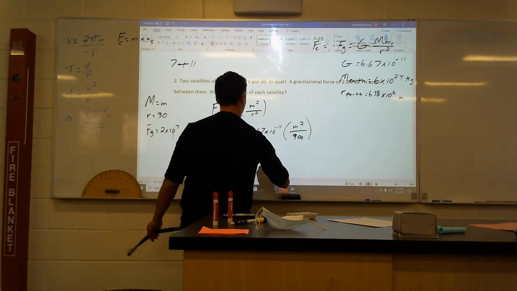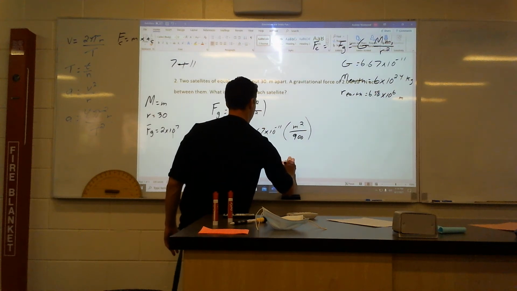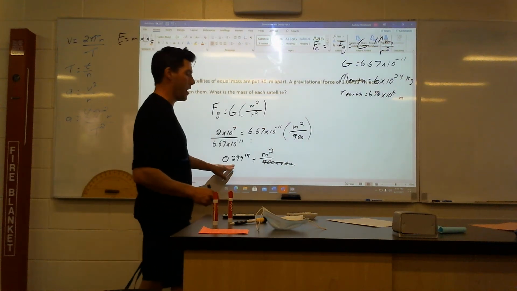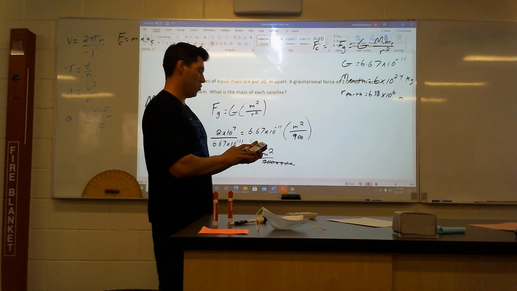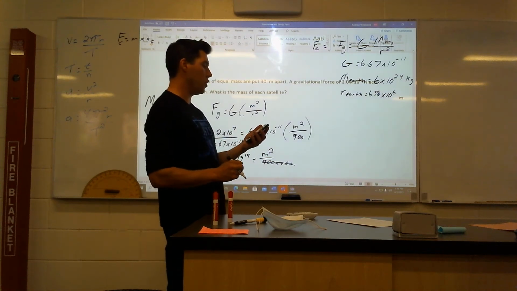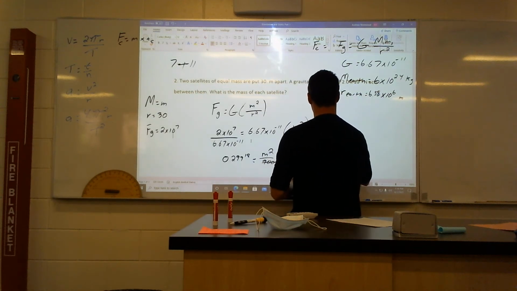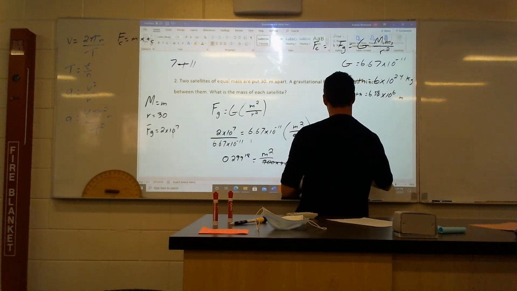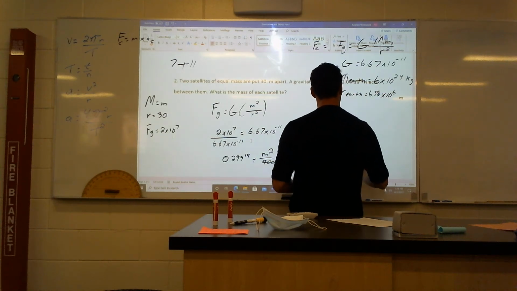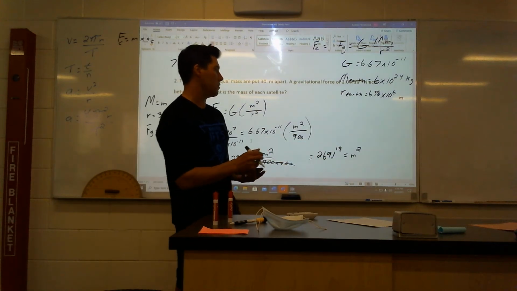Equals these two, m squared over 900. Times by 900 to move it over. So we're going to times by 900. So 0.299 times 900 gives me 269.1. So this now gives me 269.1 to the power of 18 equals m squared. So this is the one time where you actually have to put all the zeros in to actually square root it.